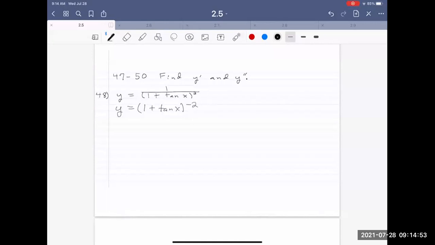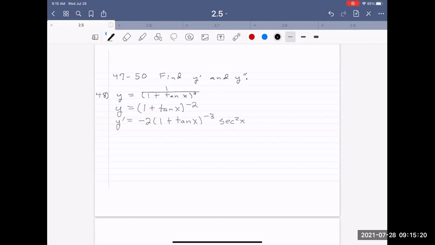And let's use the general power rule. So for the derivative, bring down the exponent out front, rewrite what's inside the parentheses, all to the power of 1 less, times the derivative of what's inside. Derivative of 1 is 0, derivative of tangent x is secant squared x.